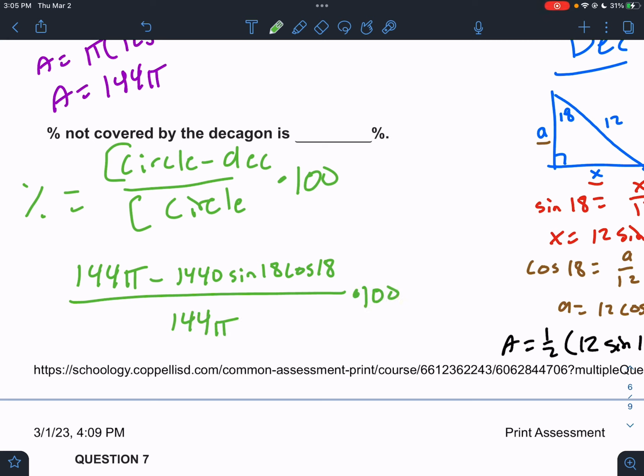So let me type all this in. 144 pi, use the pi key, minus 1440 sine 18 times cosine 18 all over 144 pi times 100. And I get 6.451. Perfect. Like it. I love it. I want some more of it.